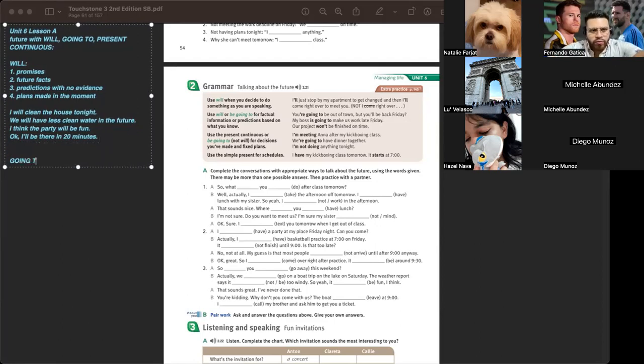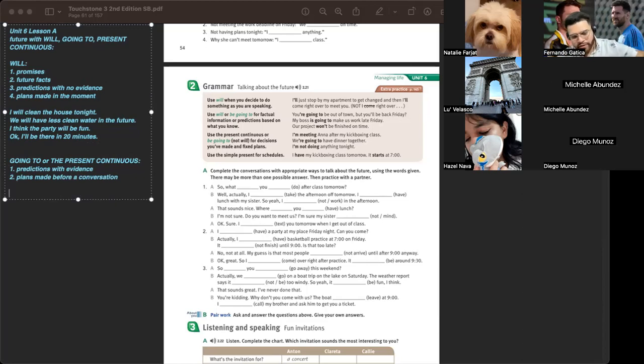And then going to, or the present continuous, you use them for predictions with evidence and plans made before a conversation. For example, prediction with evidence. If you watch the news, you can say, it's going to be sunny tomorrow. Or maybe it's raining tomorrow.